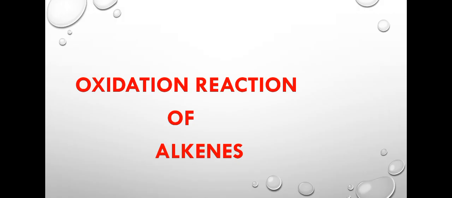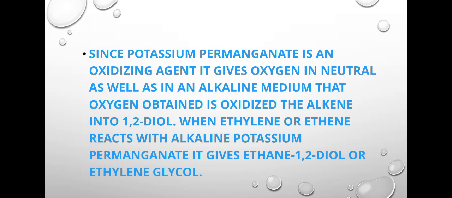Then come to the second reaction given in 10th class syllabus, that is the oxidation reaction of alkene, and this can be done in the presence of KMnO4. Potassium permanganate is an oxidizing agent. It gives oxygen in neutral as well as in alkaline medium. That oxygen obtained oxidizes the alkene into 1,2-diol.